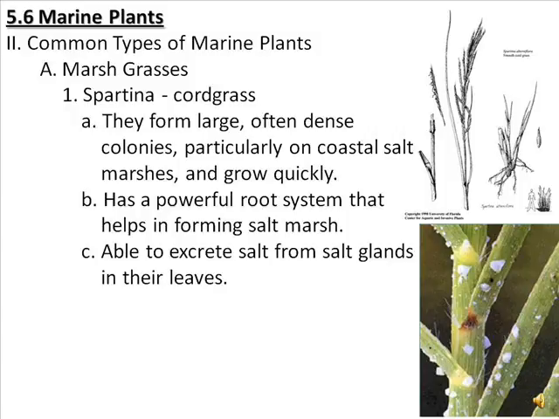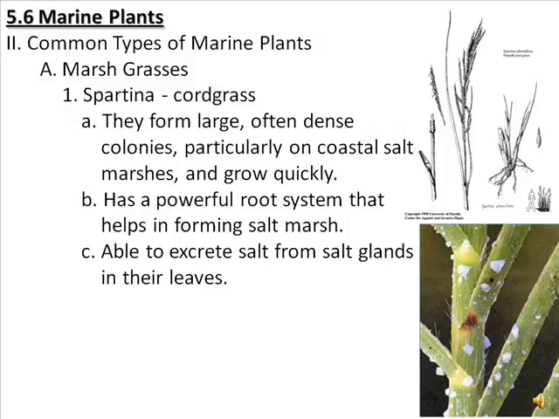We're going to begin by looking at marsh grasses, and the most dominant form of a marsh grass is the genus Spartina, which is a type of cord grass. They form large and often dense colonies within coastal salt marshes. So here in this area in northeast Florida, we have a lot of these along our coastline. They tend to grow very quickly, and they have a powerful root system that helps them to hold sediment and mud into place. So they are a very important plant in forming these salt marshes that usually line the edge of our coastal waterways.